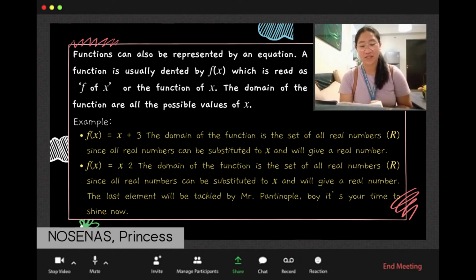The domain of the function are the possible values of x. Example: determine the domain of the given function. Number 1, f of x equals x plus 3. The domain of the function is the set of all real numbers. The second, f of x equals x times 2. The domain of the function is the set of all real numbers since all real numbers can be substituted to x and will give a real number.